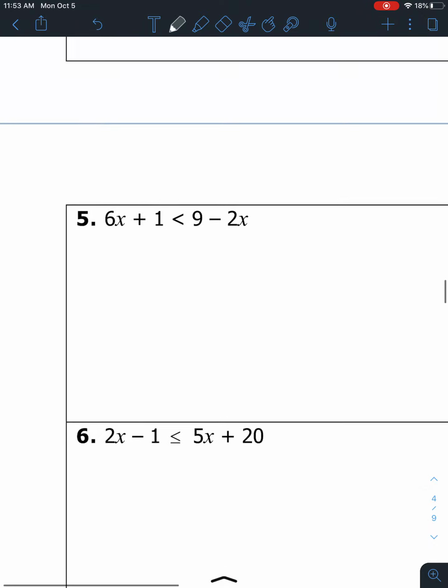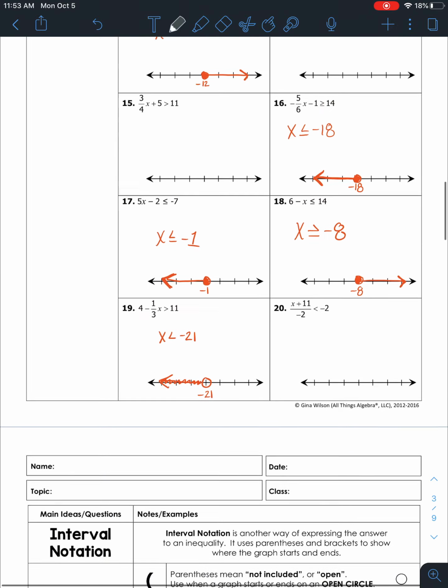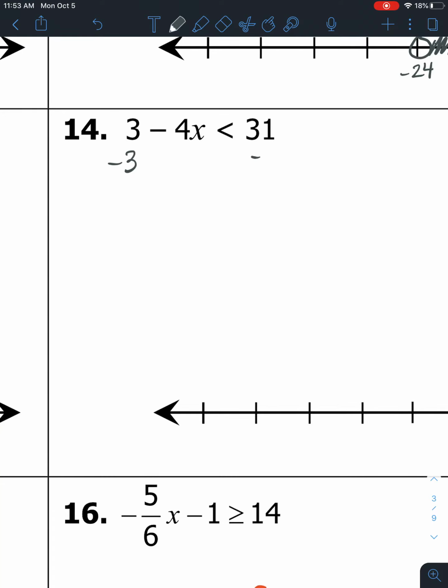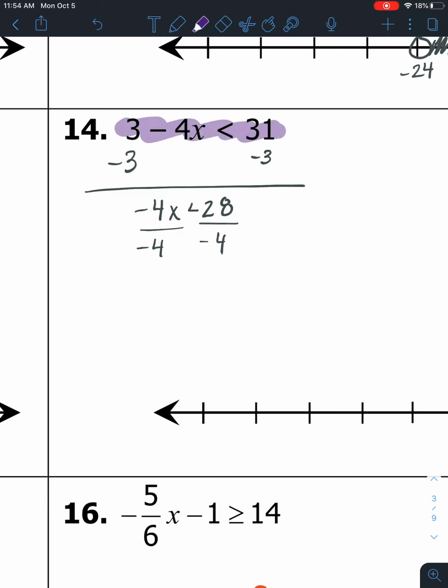So it's a positive 3, so I'm going to minus 3 from both sides. Whoa! Sometimes these things have a mind of their own. There we go. Okay, so I'm going to minus 3 here. So that leaves me with negative 4x is less than 28. I'm going to divide both sides by negative 4. Again, highlight the fact that I divided here. Just double check my symbol at the end. So that gives me x. Flip my symbol, and that's going to be negative 7.